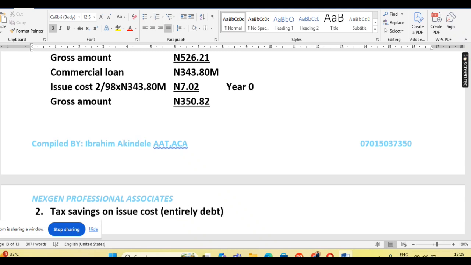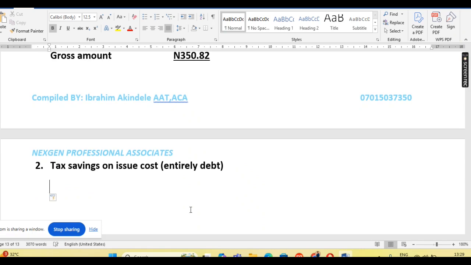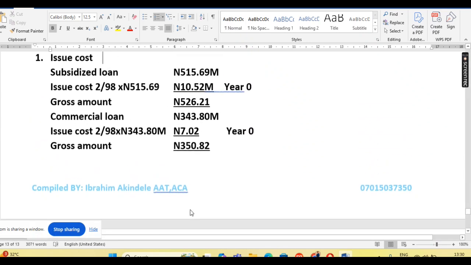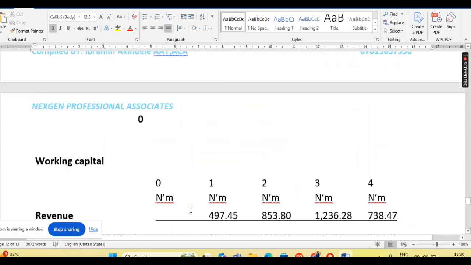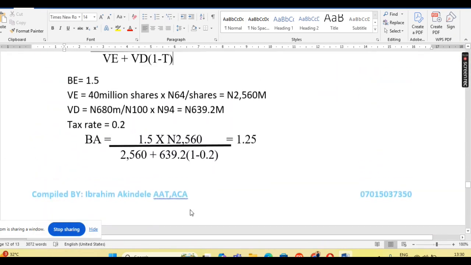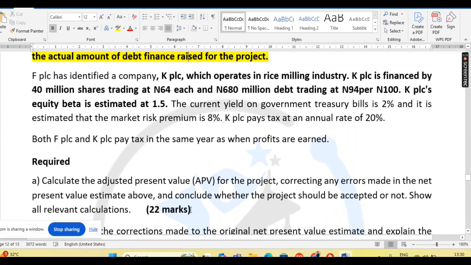So, what is the issue cost of the first one? The first one is for the subsidized, 10.52, plus the next issue cost, 7.02, times tax savings. How many percent is the tax given to us in this question? How many percent, class? 20%.